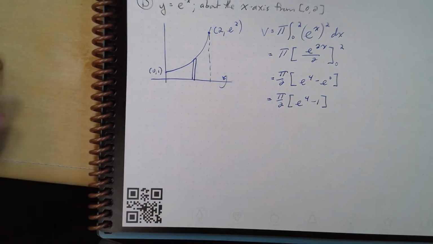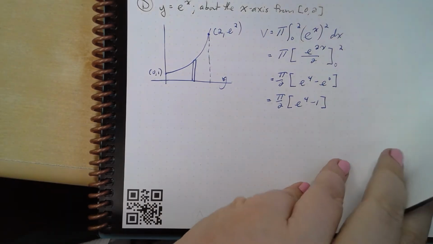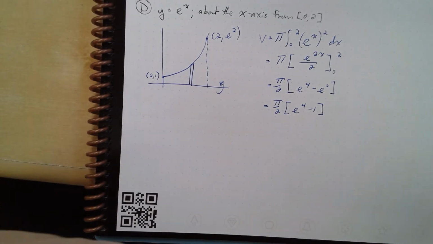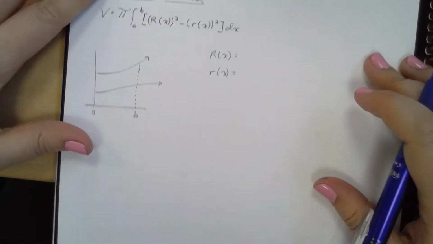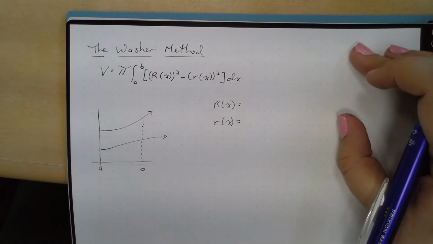You could keep writing it simpler if you wanted to, but that's basically all of it. Okay, so now you've figured out the disk method, so let's talk about the washer method. We don't mean washer like a washing machine. We mean a washer like you would use in construction. It's basically just a ring.